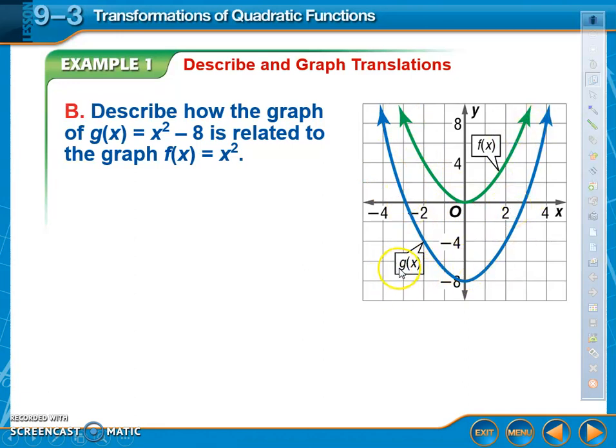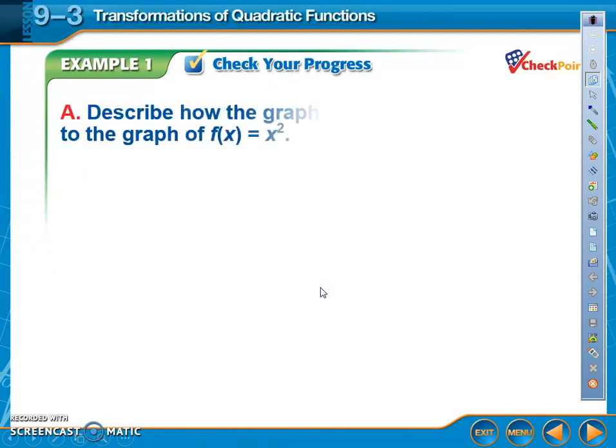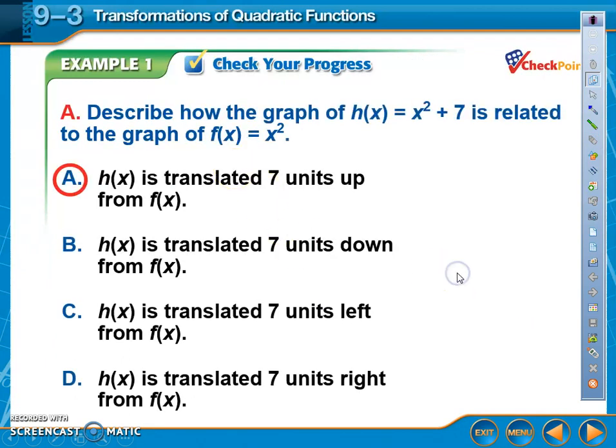g(x), remember, it can be f(x), g(x), q(x), whatever. It just means y. I don't know why they write that in Mathanese like that, but that's what it means. It just translates down 8 units. All right, we're going to skip that one.